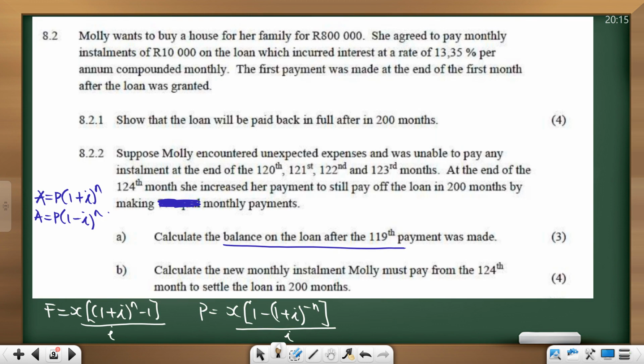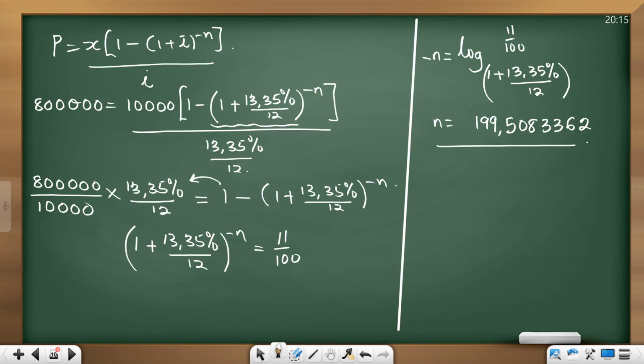Let's run. I need to release you guys. Calculate the new monthly installment Molly must pay from the 124th month to settle the loan. Remember, I had cleaned the number of payments now. Is that okay? How many months did she miss? 4 months. What happens in those 4 months? The money must grow. Money doesn't stay dormant in the bank. So what do we do?